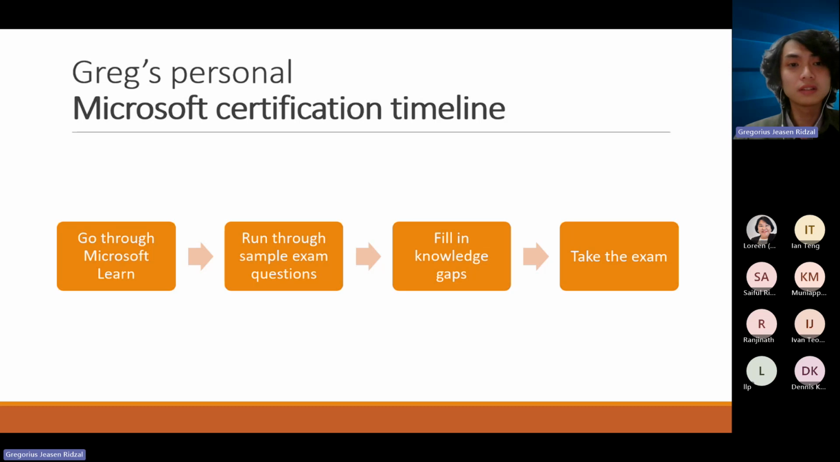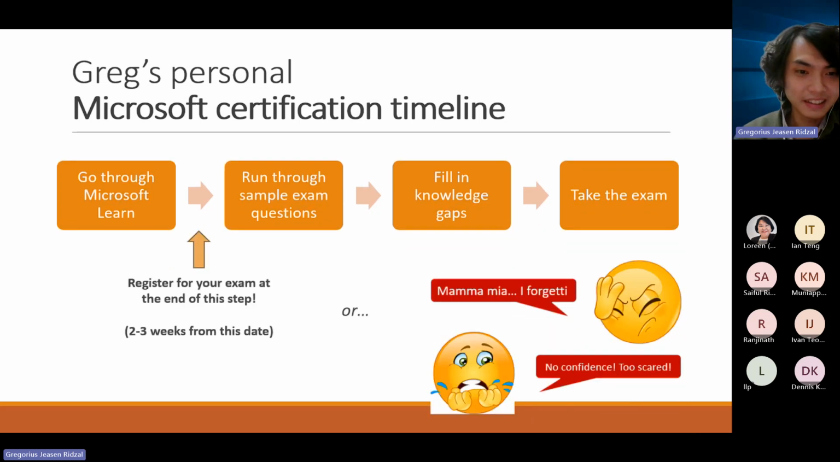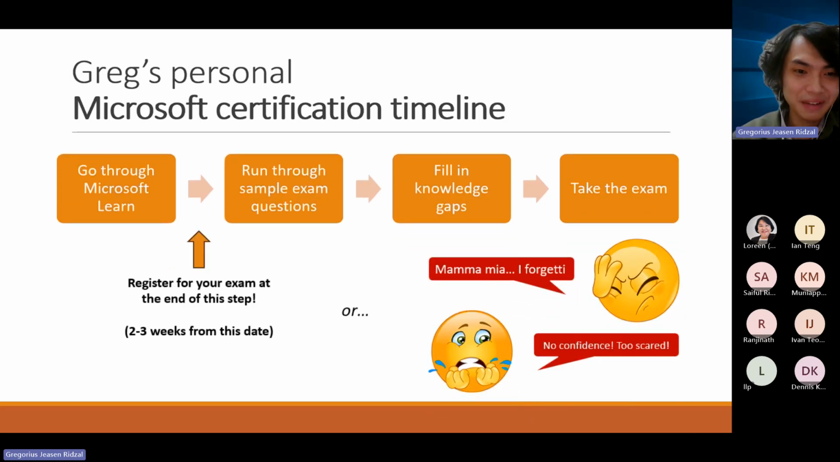Well, of course, you wonder, Greg, when should I be signing up for the exam? You're not giving me exact timelines here. Of course, what I think is that you should register for your exam at the end of this first step, which is going through the Microsoft Learn, right? So register maybe a 2-week, 3-week period after you've finished your Microsoft Learn. So you get that 2-3 weeks to run through the sample exam questions and fill in your knowledge gaps. I'll tell you more in a little bit about some really good resources for it. But I did suffer on this, right?